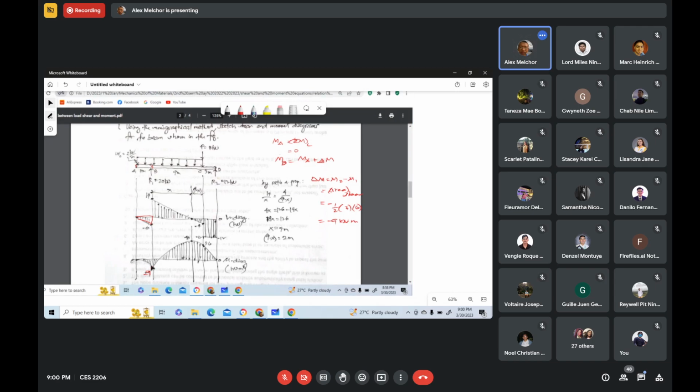Okay. Now, what about the moment right here at zero shear? You need to solve for this distance, x. Okay. By ratio and proportion. So we can solve for x here. 9 minus 7 is 2. So this one here is 7, and this one here is 2. From this ratio and proportion.